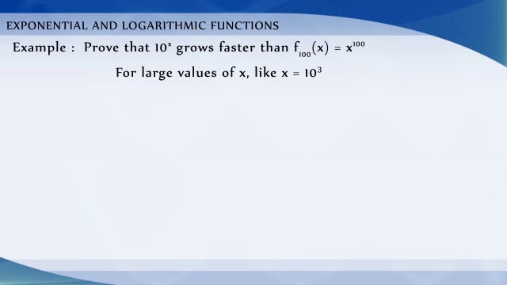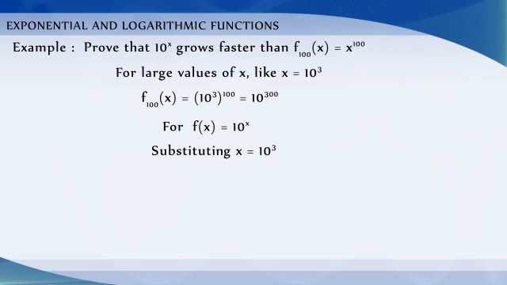For larger values of x, like x = 10³, note that f100(x) = (10³)^100, which is nothing but 10^300. Whereas, for the function f(x) = 10^x, we substitute x = 10³, we get f(10³) = 10^(10³), which is equal to 10^1000. It is clear that 10^1000 is much greater than 10^300.